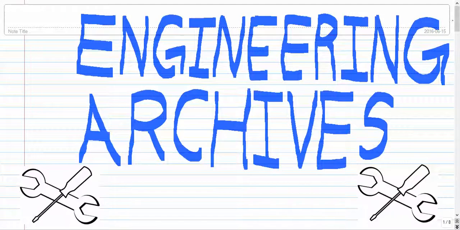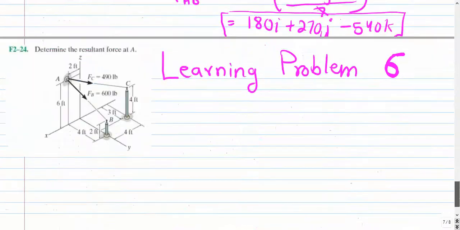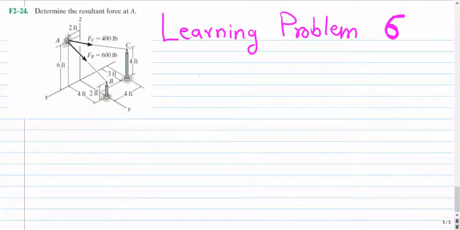Let us look at our last learning problem, number 6. So this question says, determine the resultant force at A. The question gives us two forces, one in the AC direction and the other in the AB direction. In order to solve this question, we will first have to express both these forces in their Cartesian forms. So let's get started with AC first.